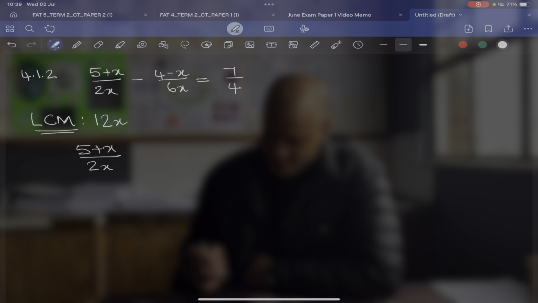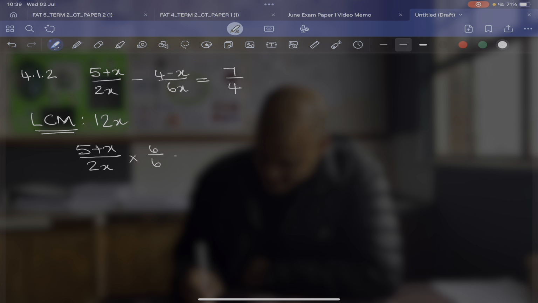and say, okay, in order for me to get from 2x to 12x, what must I multiply 2x by? And that of course is 6. If I multiply 2x with 6, I get 12x, but that means I need to multiply both the numerator and denominator with this number. So I will then multiply that with 6 over 6. Then I'll take the second fraction and do the same thing, 4 minus x over 6x.